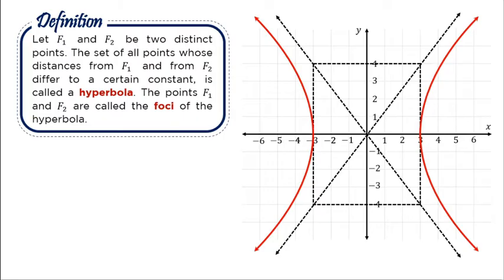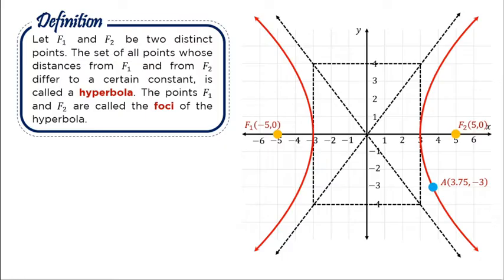Now, suppose we have f sub 1 be negative 5, 0, and f sub 2 be 5, 0. From the definition, the set of all points whose distances from f sub 1 and from f sub 2 differ by a certain constant is called a hyperbola. Let's consider one point on the hyperbola, suppose that is point A with coordinates 3.75 and negative 3. Now, we are going to take the distance of this point from f sub 1 and from f sub 2 and take the difference.